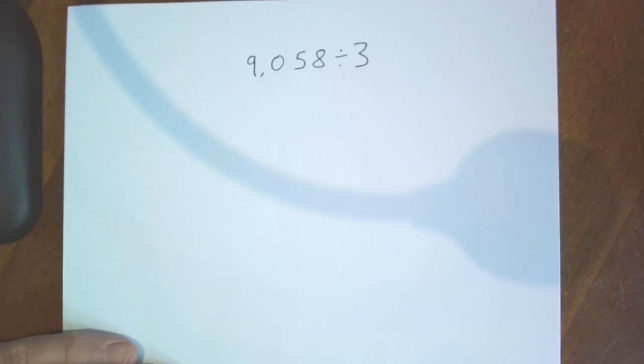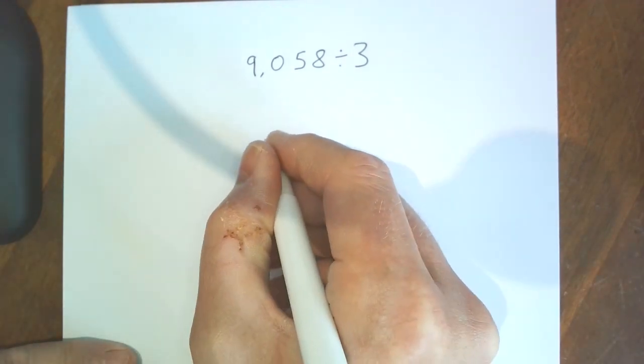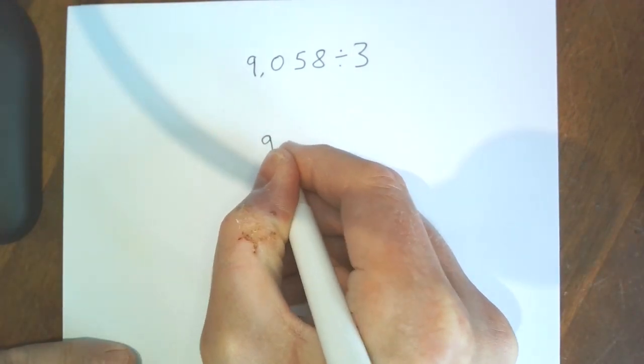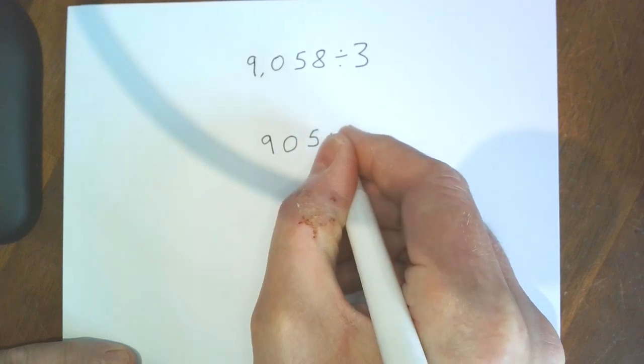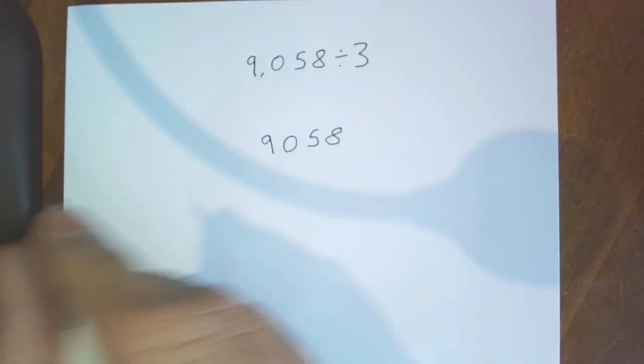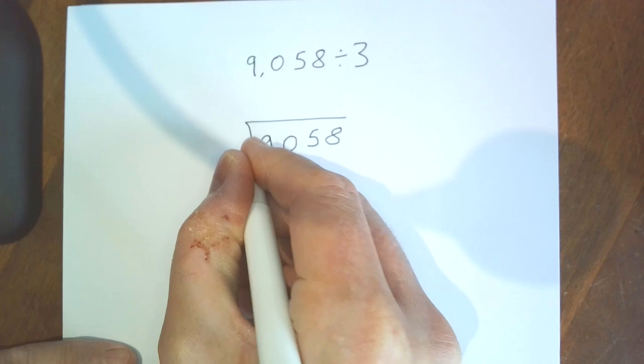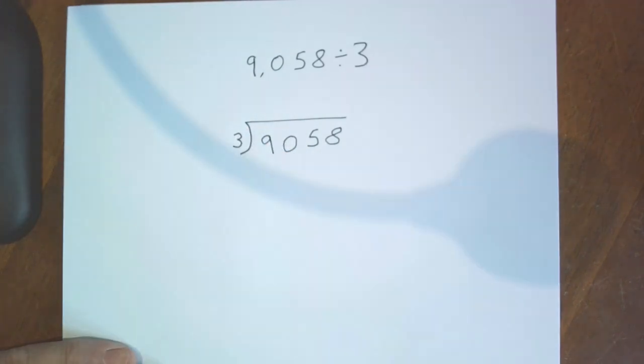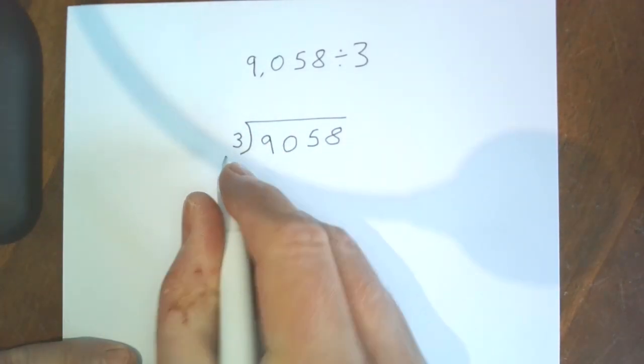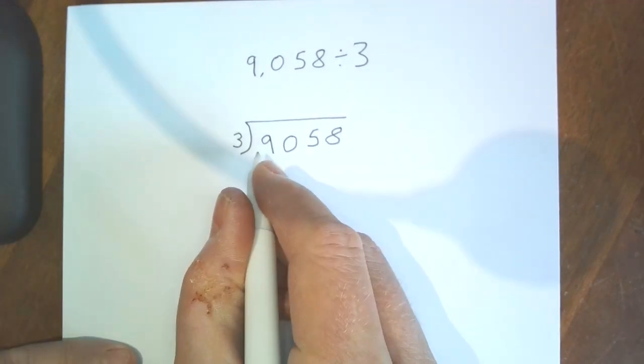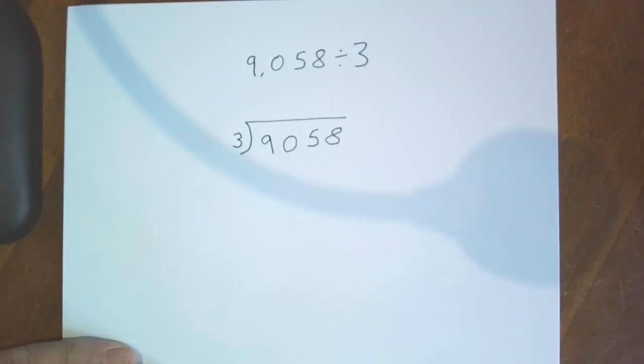So how would short division look in practice with a bigger number like 9,058? So this is what we'd do. We'd do 9,058 and we're dividing by 3. So we look at 9 divided by 3 first. The first digit, 9 divided by 3.